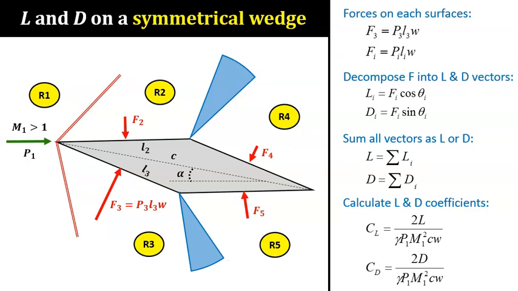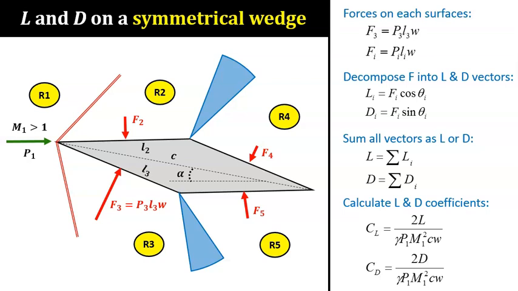We also need to do this on all the other three surfaces in regions 2, 4, and 5. The general equation for any surface i is Fi equals Pi times Li times W, where i can be any number labeled the same way as the region being calculated. Now, let's say that we have calculated all the force vectors shown as the red arrows F2, F3, F4, and F5. But we cannot add them together yet because they are not all aligned in one common direction.